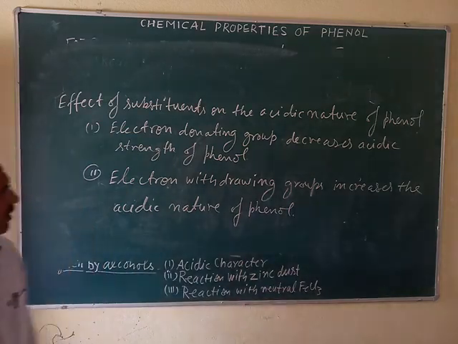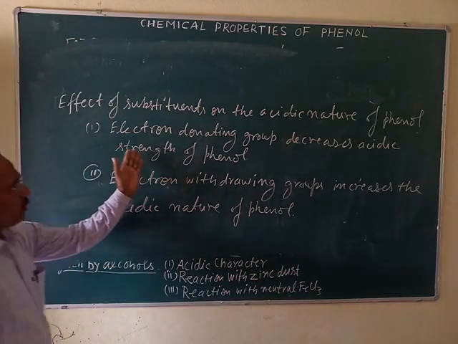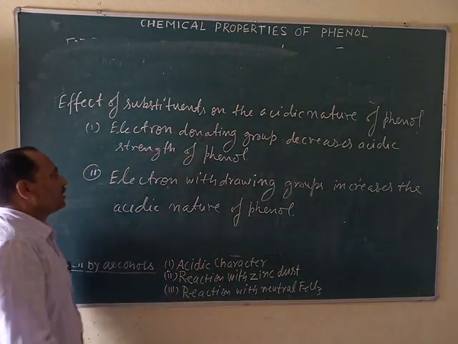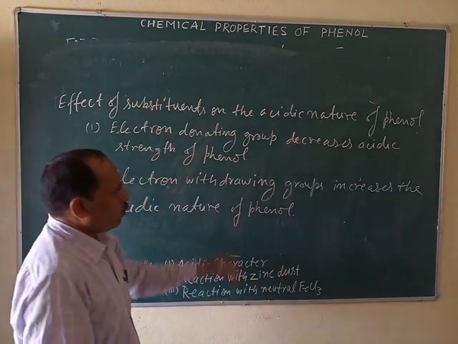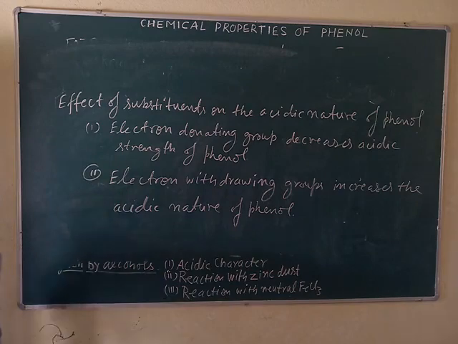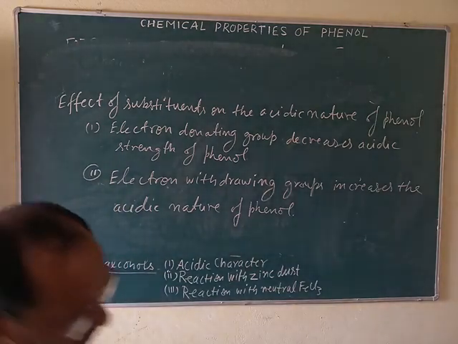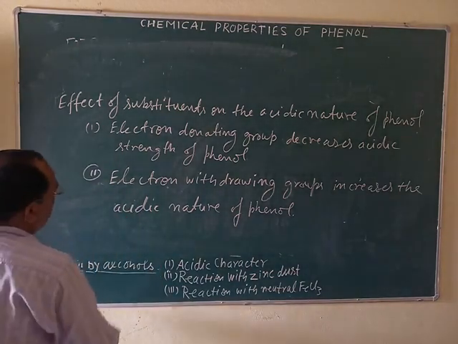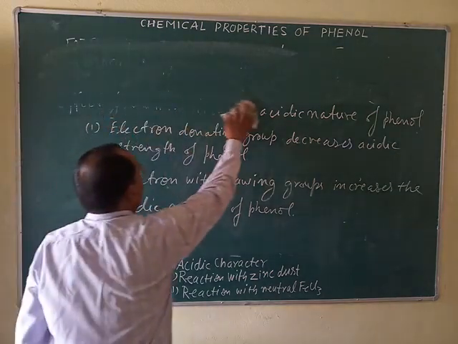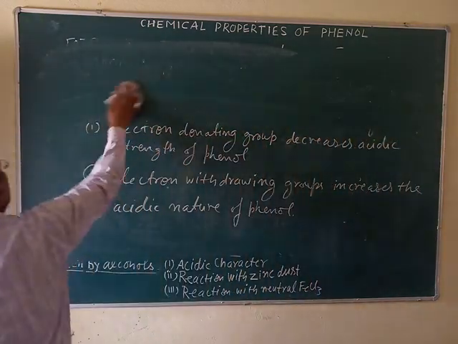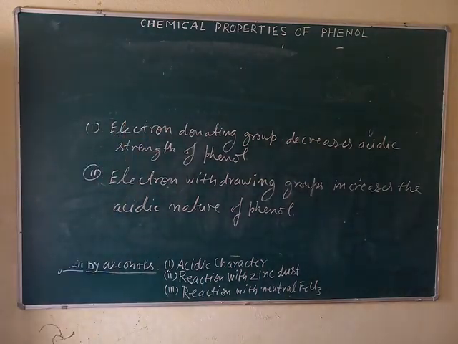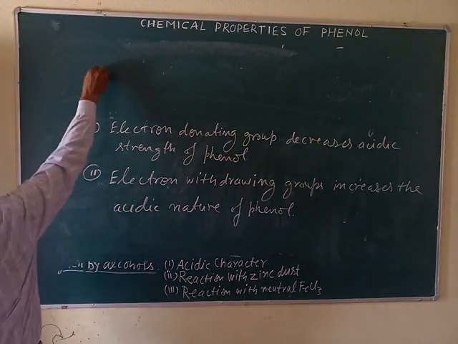Why does an electron donating group decrease the acidic strength of phenol, and an electron withdrawing group increase the acidic nature of phenol? Since acidic strength or acidic nature depends on the tendency to release hydrogen as a proton. This is the structure of phenol.